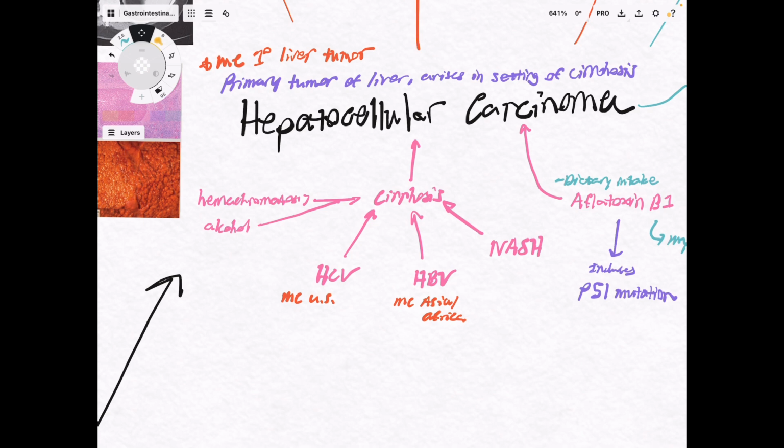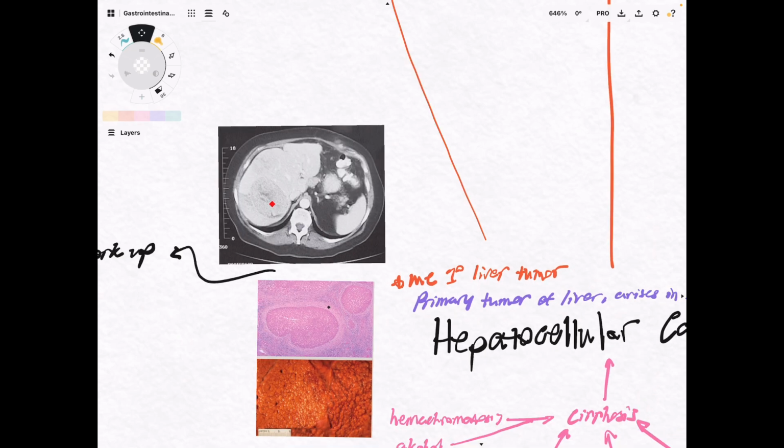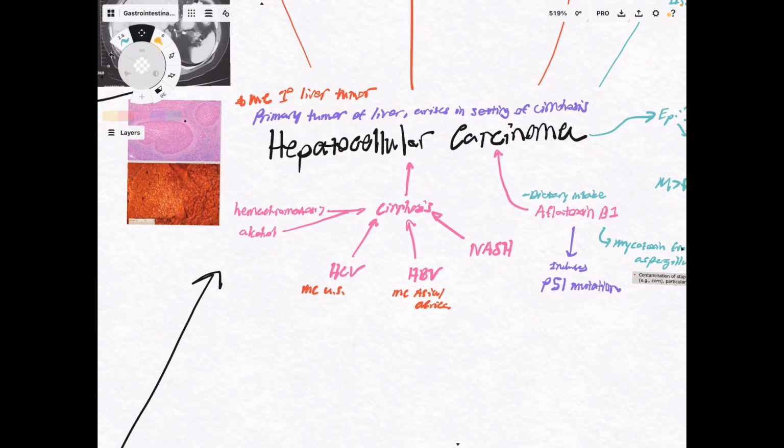So hep C, which is the main viral hepatitis that can lead to cirrhosis, has an 80% chance of cirrhosis if you get chronic hep C. And hep B has like a 10 to 20% chance. That's also a risk factor. Hep C is most common in the US. Hep B is most common in Asia and Africa.